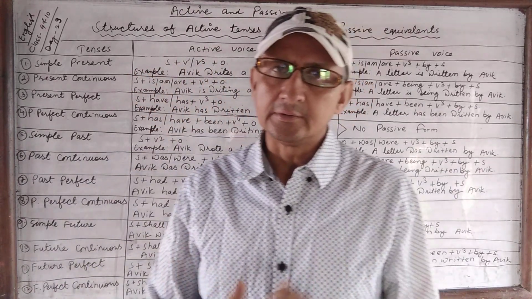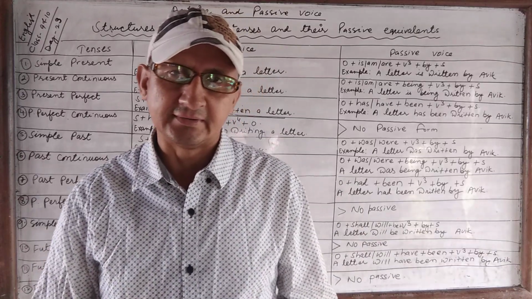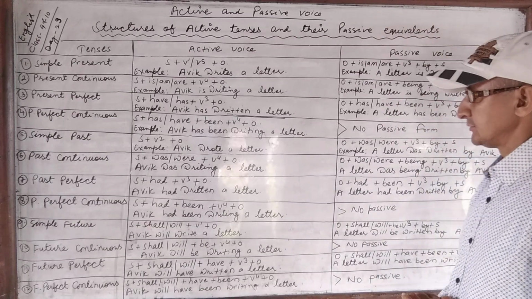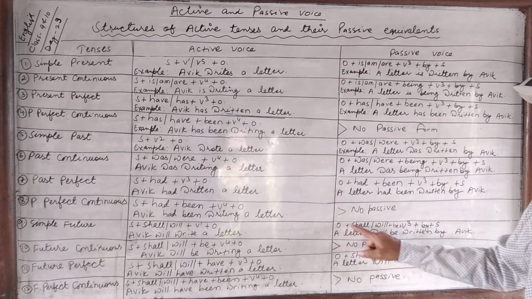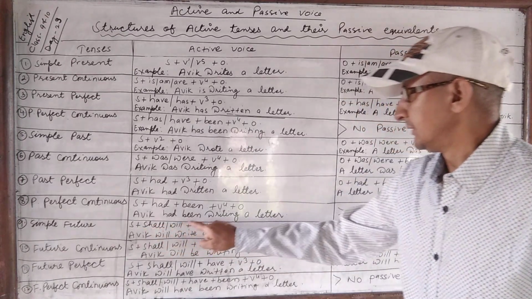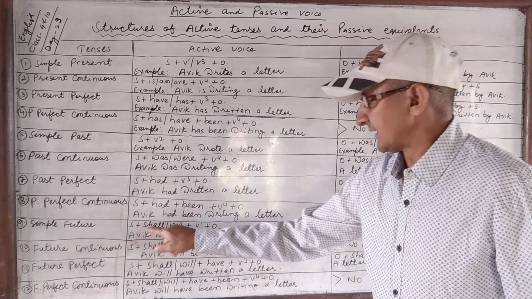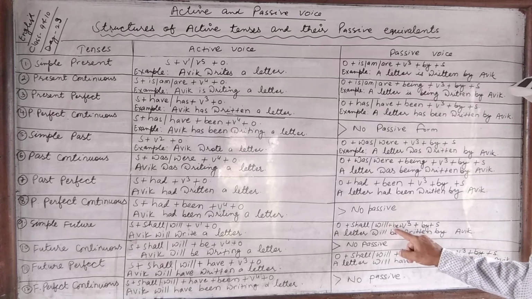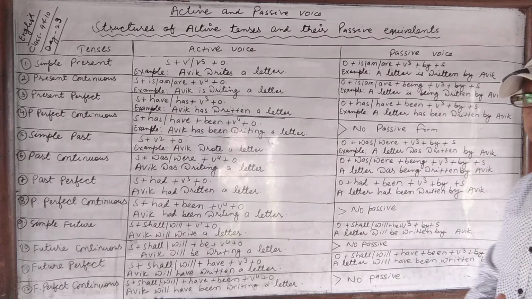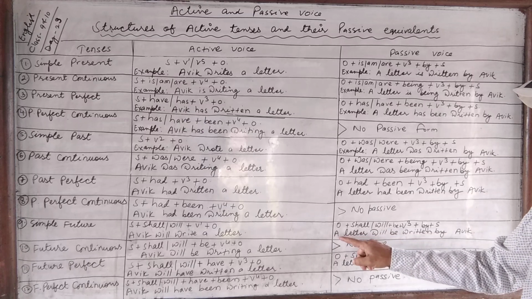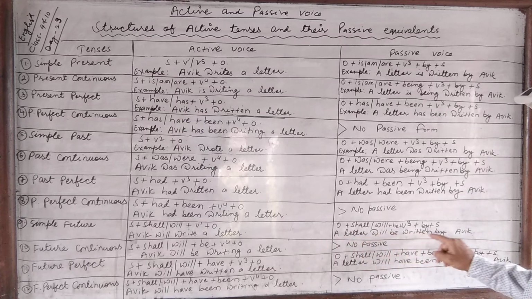With I and we, we use shall. In other cases, we use will. Now, the passive structure of simple future tense is object, shall/will, the same auxiliary verb we use in passive also, and we add be, and after be the main verb is in past participle form, plus by plus subject. And the example is: a letter will be written by Abhik.